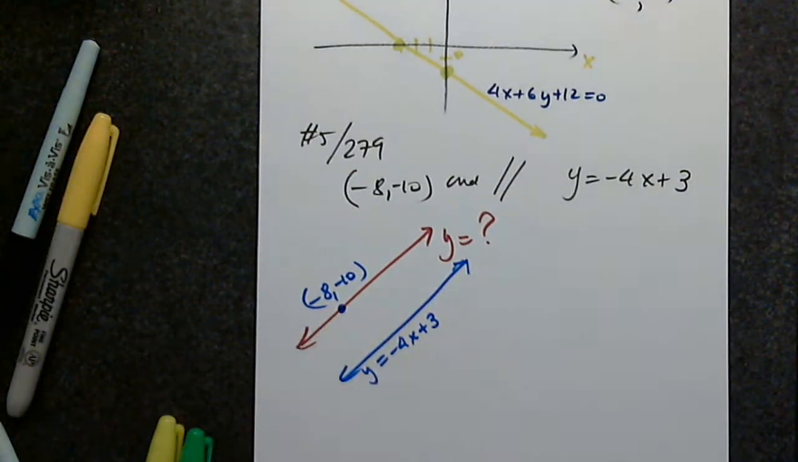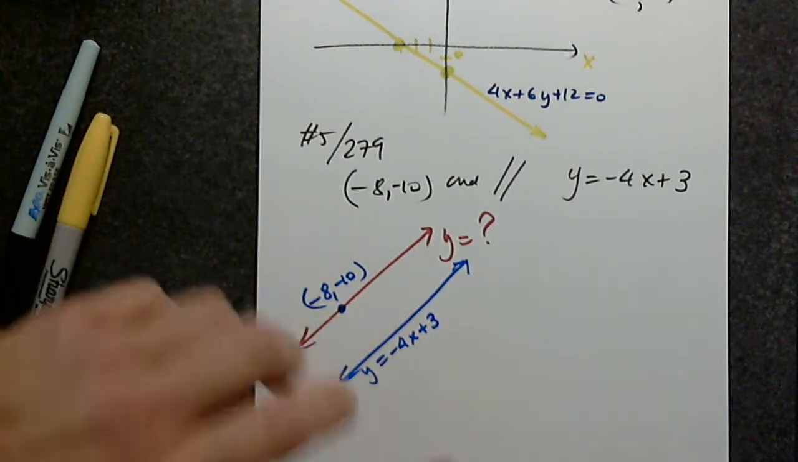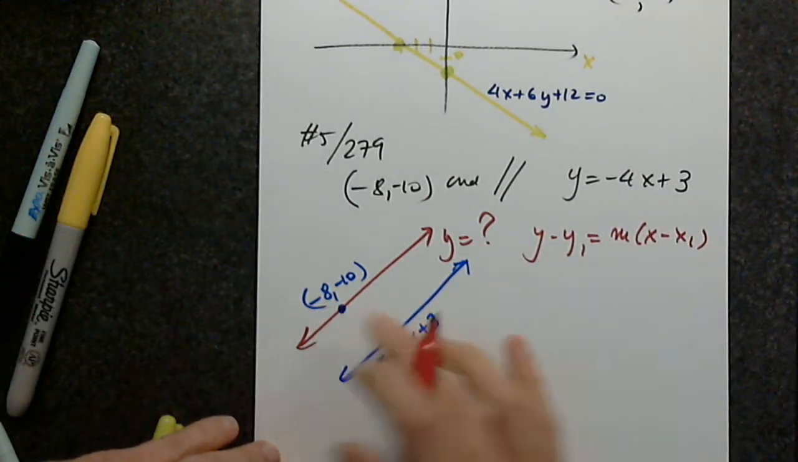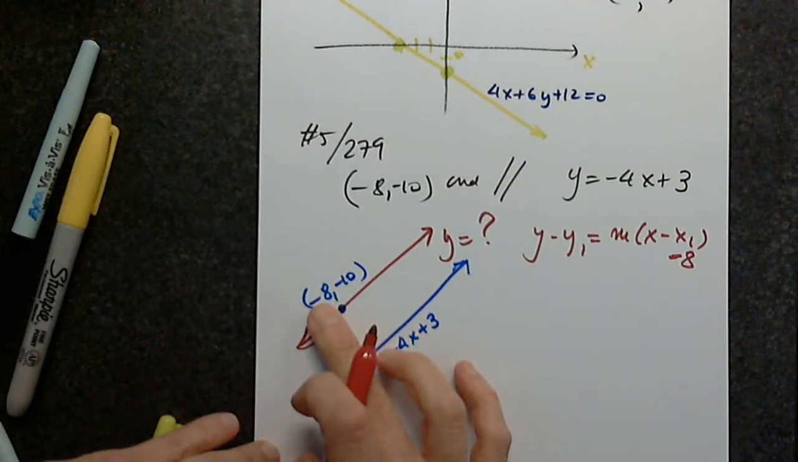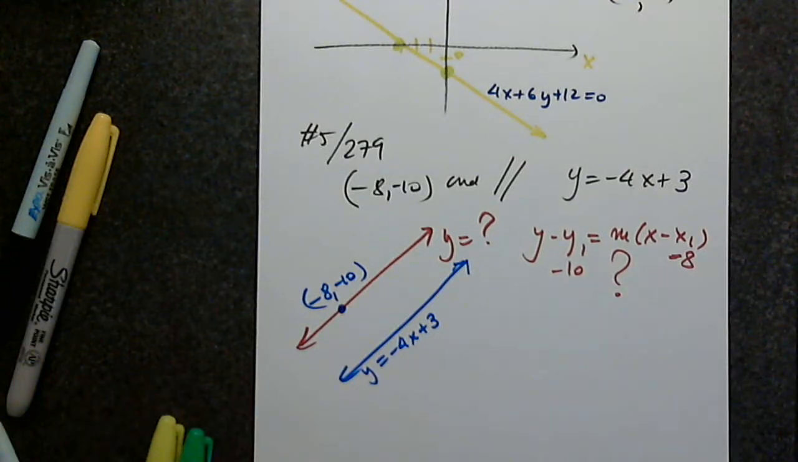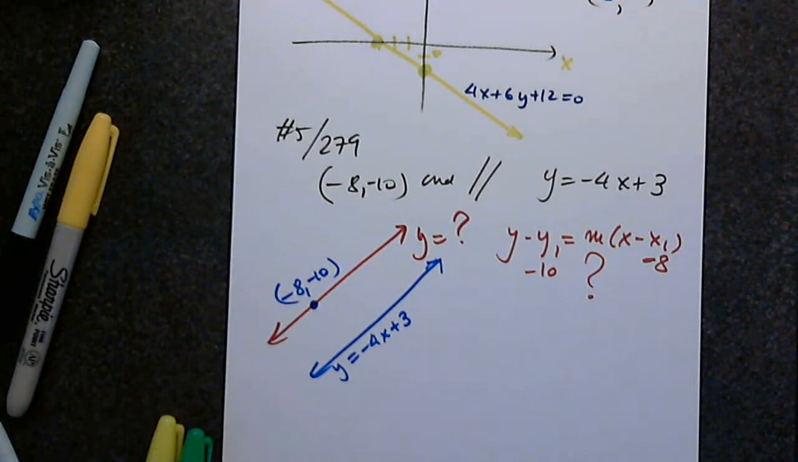So because I have a point that is not the y-intercept, I will have to think of y minus y1 equals the slope times x minus x1, in which I have x1 being -8 and y1 being -10. But so far, I am missing a big important part of the puzzle. The question now is, is the slope of this line somehow given indirectly? Yes. In order for them to be parallel, you have to have the same slope. Very good. So then I have to determine the slope of the blue line.